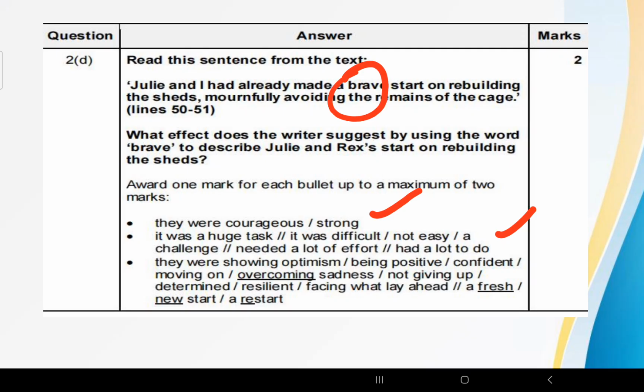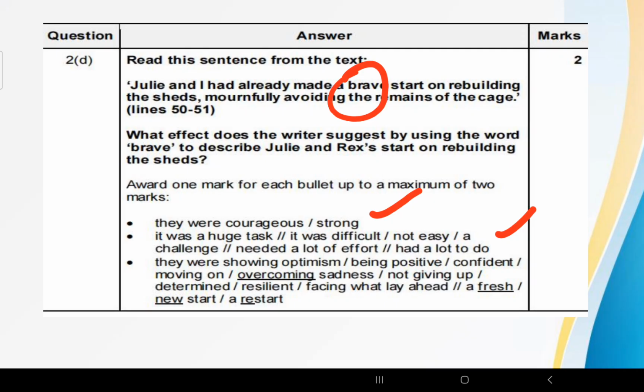The word brave, so you will just write it like this. The writer is trying to suggest by using the word brave that they were strong and courageous, or because they were facing a challenge, there was a huge challenge in front of them, it was not an easier task, and they needed courage for that.